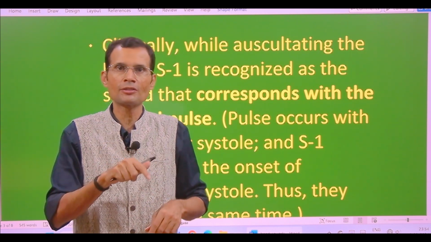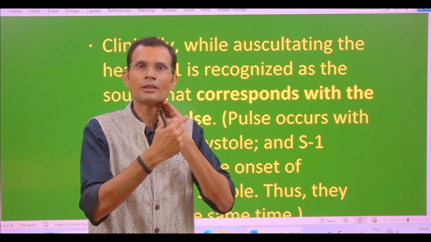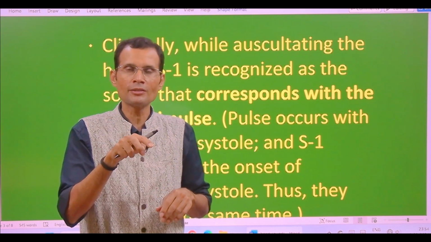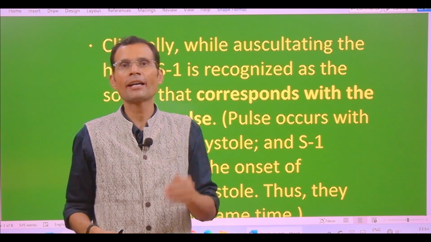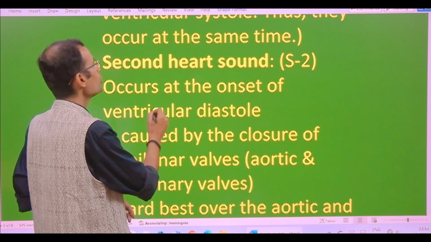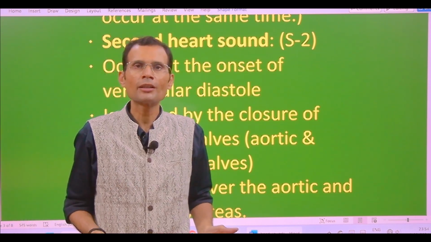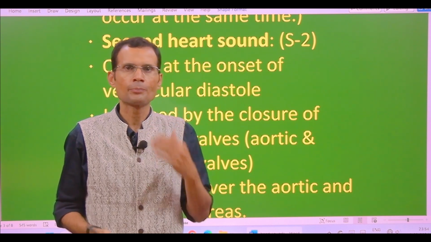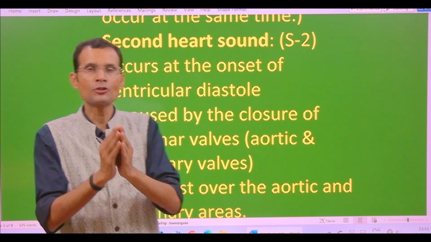So the sound that comes with the pulse is the first heart sound, and the sound that comes between the 2 pulsations is the second heart sound. Pulse comes intermittently. So between the two pulsations, there is a gap. And the sound that comes in that gap is the second heart sound. Why? Because second heart sound is produced at the onset of ventricular diastole. With ventricular diastole, there's no pulse. There's a gap.